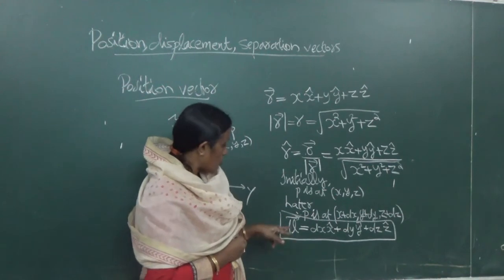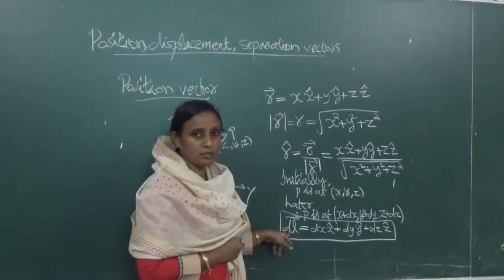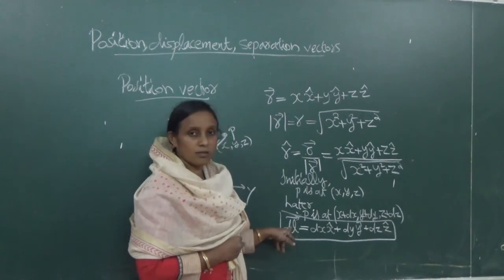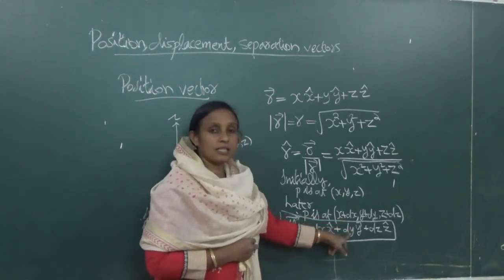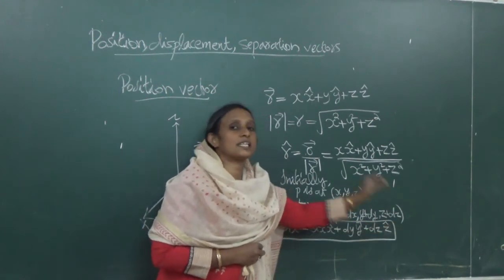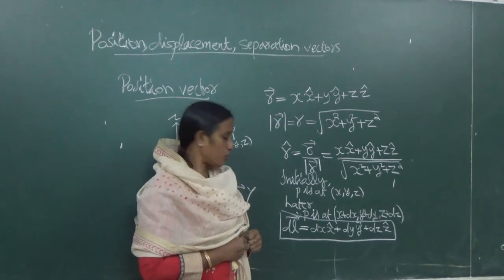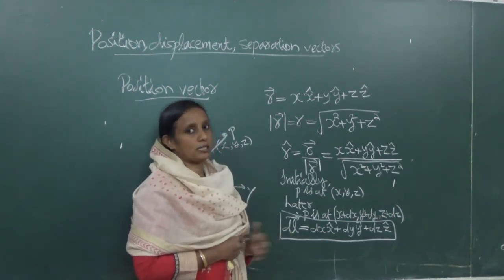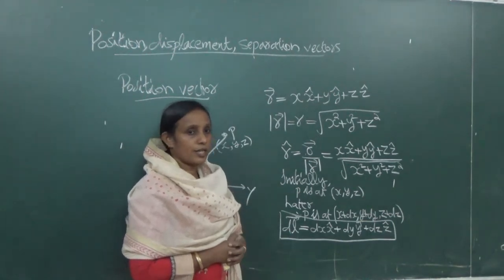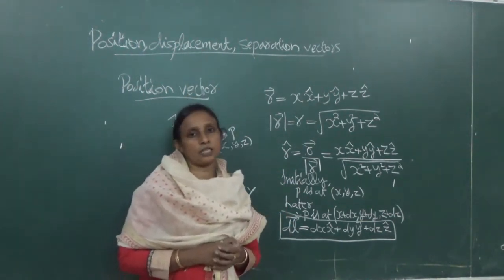Now if you want to write its modulus, it's also possible. You know how to write a modulus. Mod dl is equal to the root of dx square plus dy square plus dz square. If you need its unit vector, how can you do it? Divide this vector by this modulus. So all these are about the displacement vector.